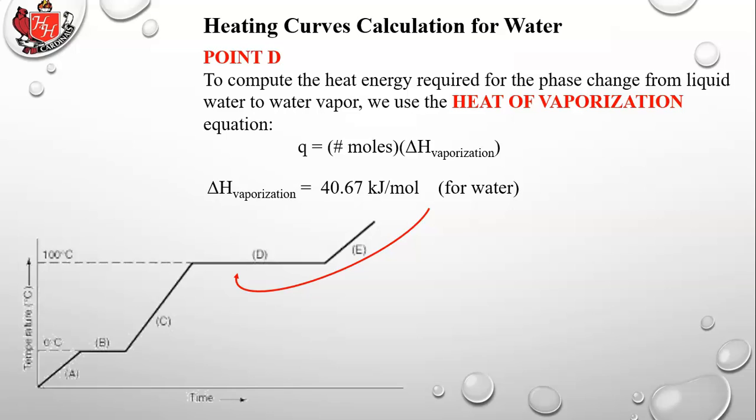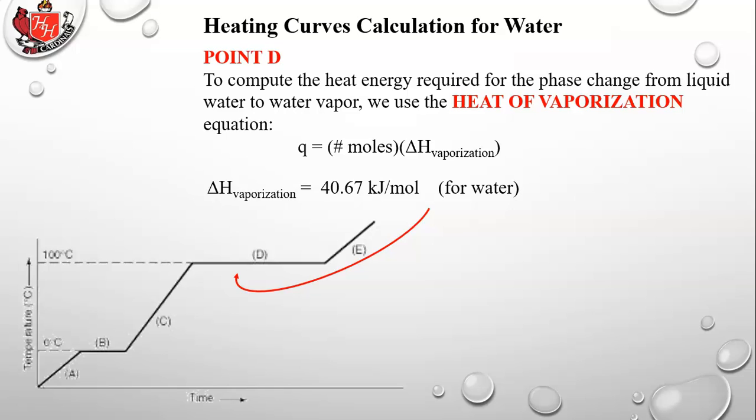Now, the higher flat line, the one that's taking place when the water is boiling into steam, so there the temperature stays at 100 degrees. So again, we don't have any temperature change. So at point D, to compute the heat energy required for a phase change from liquid water to water vapor, we use the heat of vaporization.